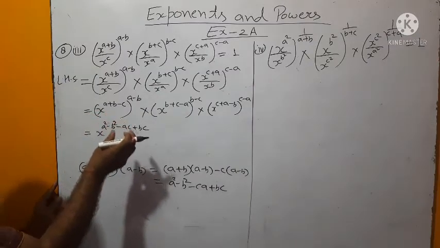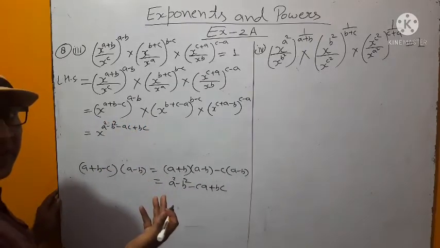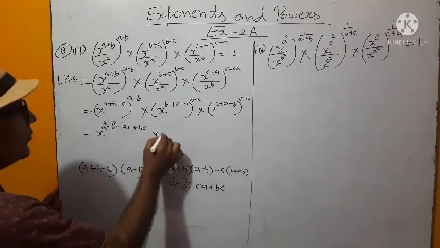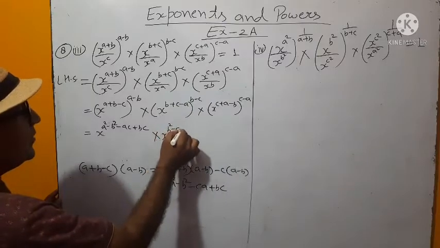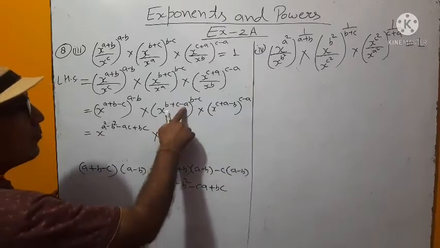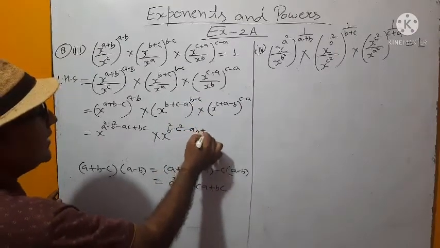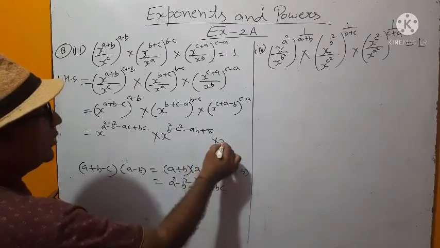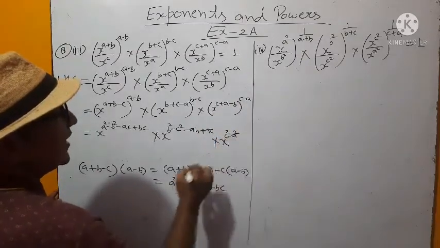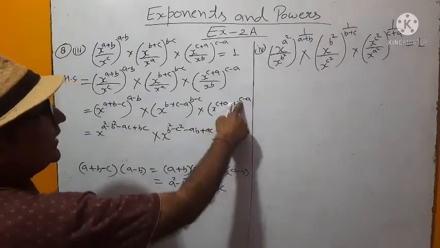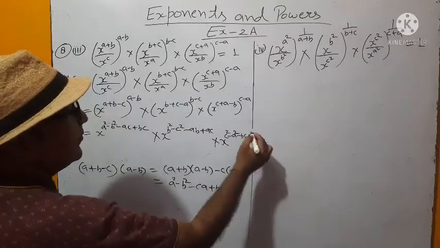Whatever numbers are given in the question, try to identify and think how you can make it easy. Same you can do here also. (b+c) into (b-c) can be b square minus c square. Now minus a is multiplied by (b-c), then minus ab and plus ac. Now the last one, (c+a) into (c-a) is c square minus a square, and minus b into (c-a) is minus bc plus ab.